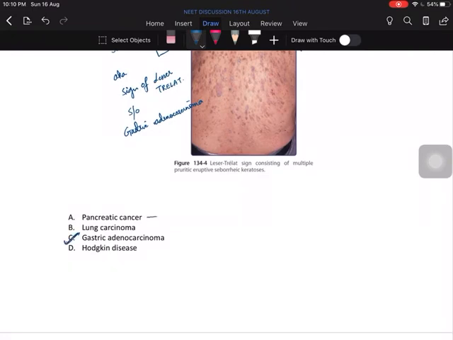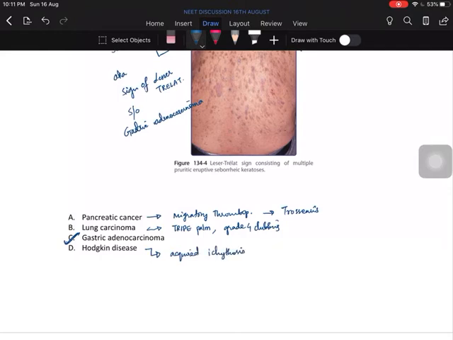The other options, pancreatic carcinoma gives a paraneoplastic dermatosis of migratory thrombophlebitis, also known as Trousseau sign. Okay, and lung carcinoma gives tripe palms. Okay, and grade 4 clubbing. Okay, other is Hodgkin's is known for the paraneoplastic dermatosis of acquired ichthyosis.